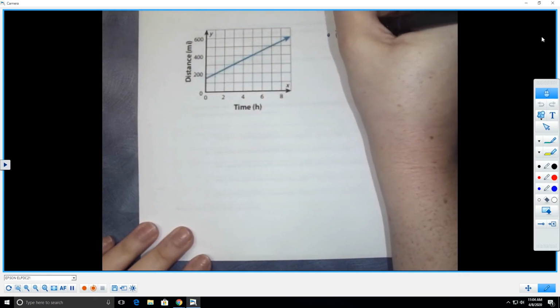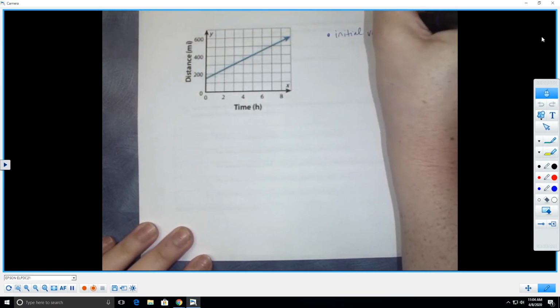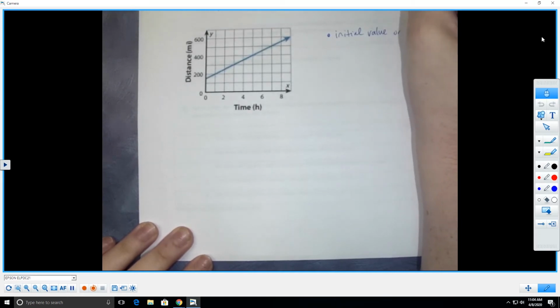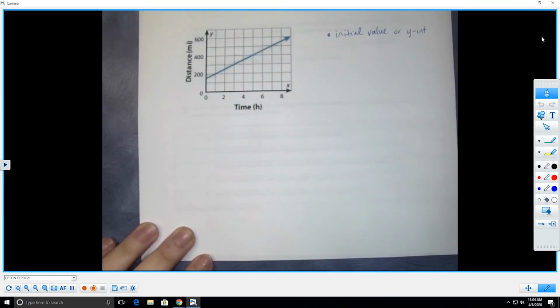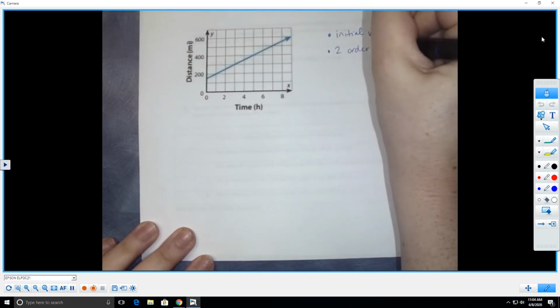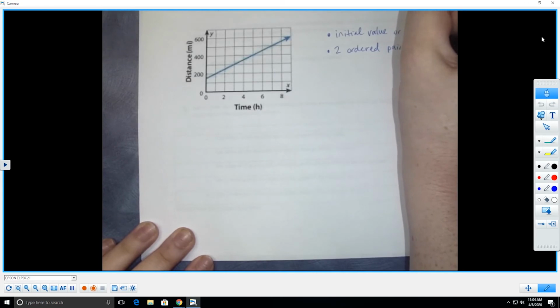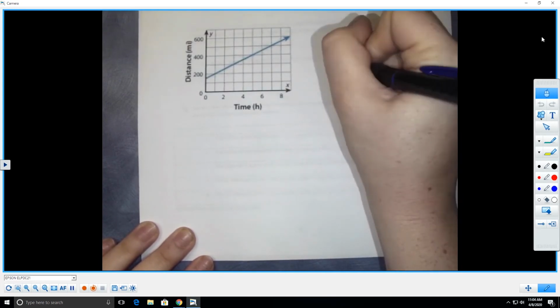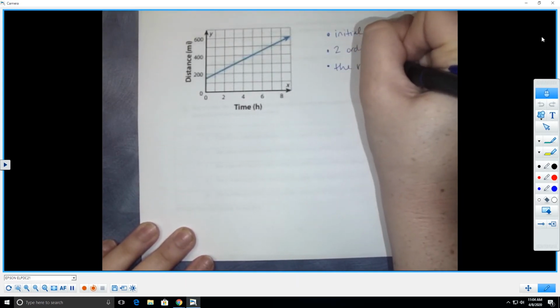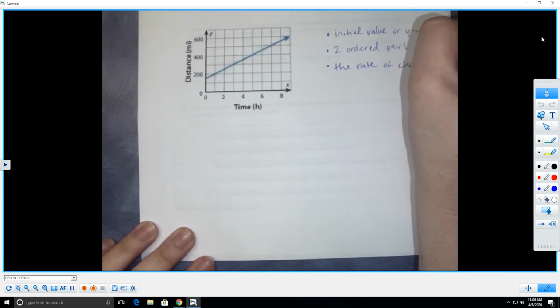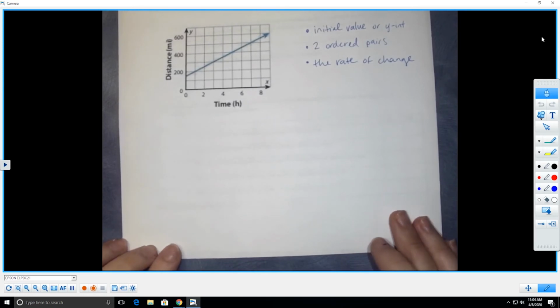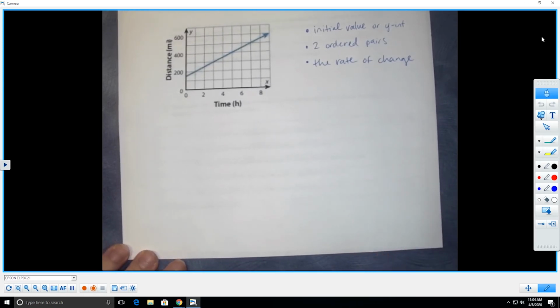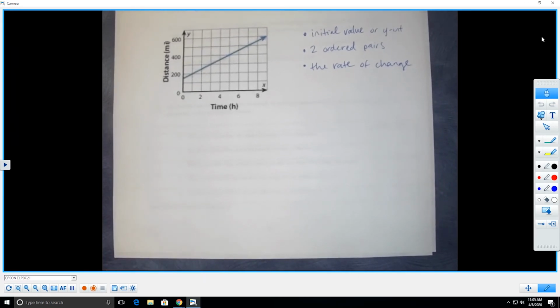Can you find the initial value or y-intercept? Can you tell me at least 2 ordered pairs on the line? And can you tell me the rate of change? I'll give you some time to see if you can identify these 3 things: an initial value or y-intercept, 2 ordered pairs, and the rate of change. Take some time to do that on your own.